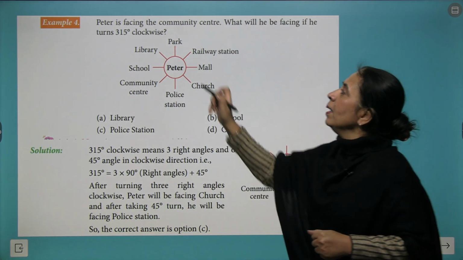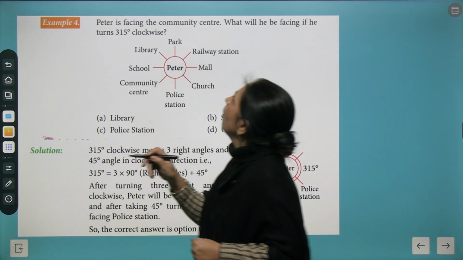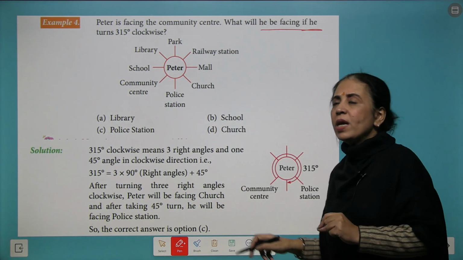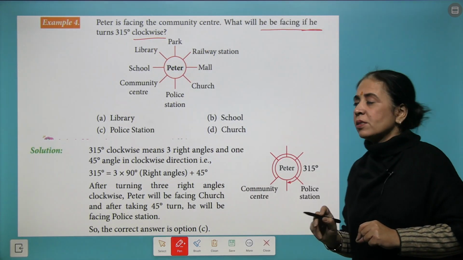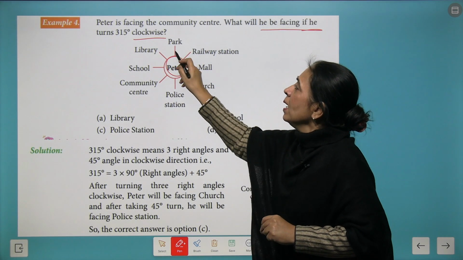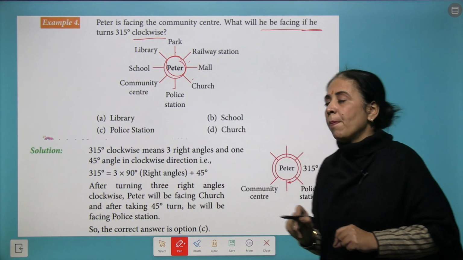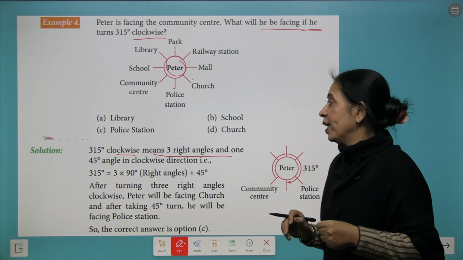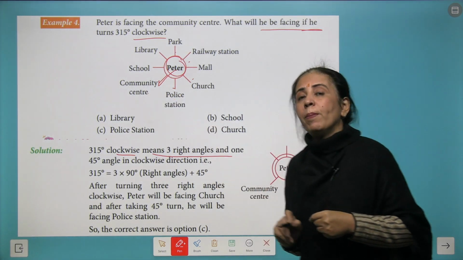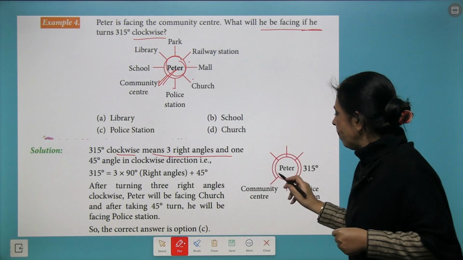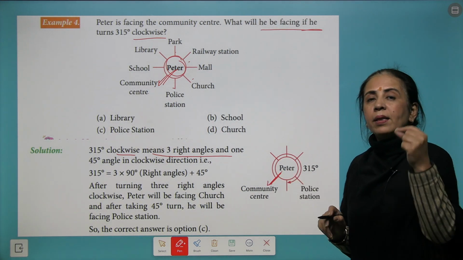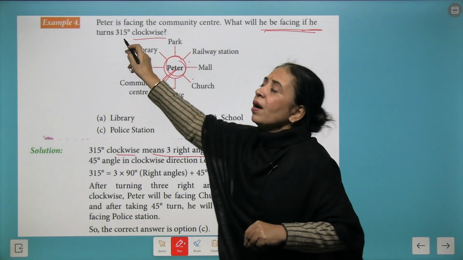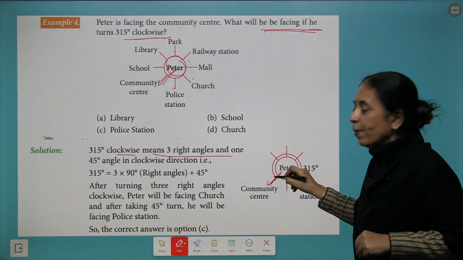Taking another example, Peter is facing the community center. What will he be facing if he turns by 315 degree clockwise? So here we have Peter, and all these locations are marked here. So first thing given to you is that where is Peter facing? Peter is facing towards community center, and then we will mark this as a starting point. Then we have to check how much turn is he taking. So it is 315 degree clockwise. This will be your starting point.